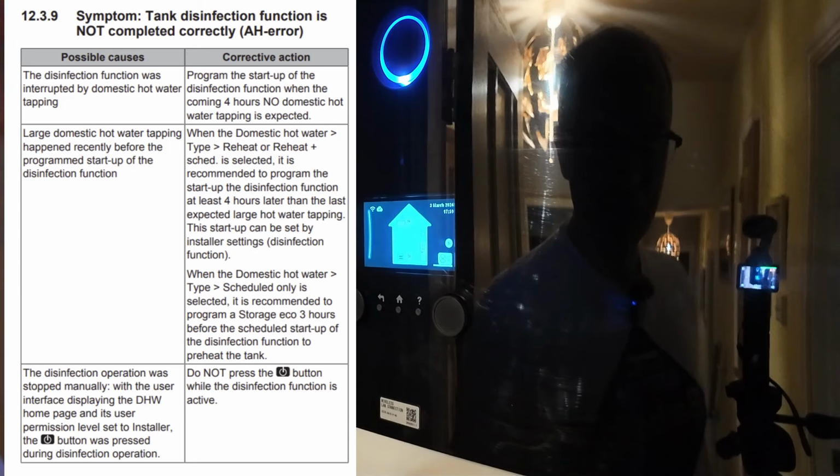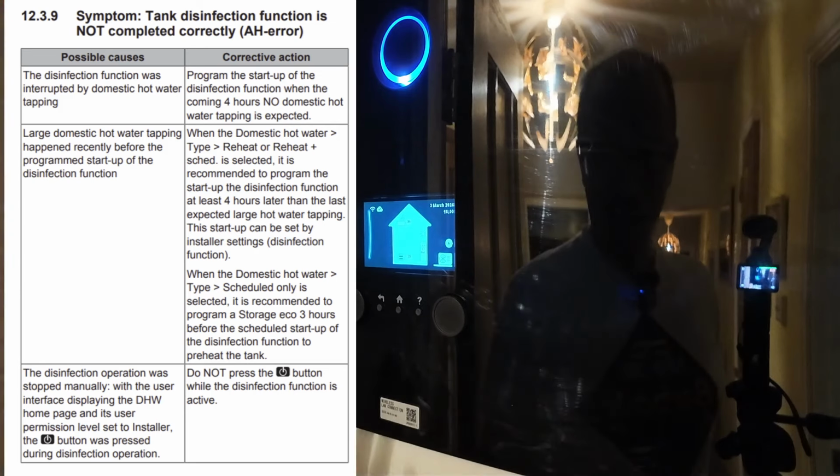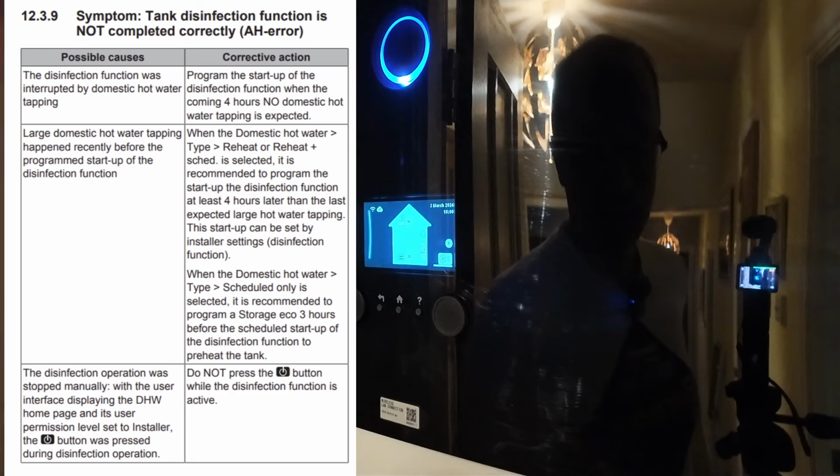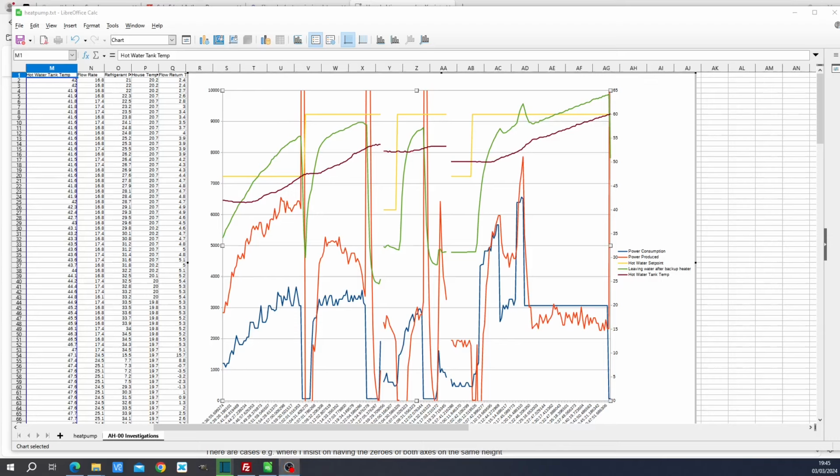Now, my heat pump is set to disinfect on Saturday morning at midnight for 40 minutes. So here we can see what happened during the disinfection cycle on the first night. This line here, the dark brown line, represents the actual temperature of the hot water tank, and it has to get up to 60 degrees Celsius.